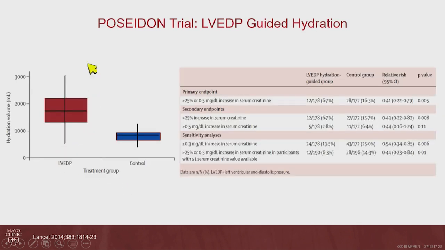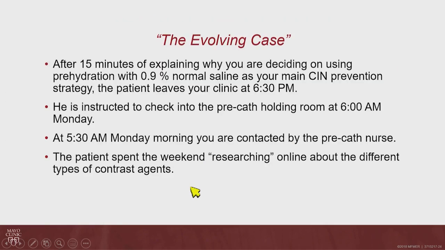And here are their results. As expected, the ones in the LVEDP-guided group received a much higher amount of hydration, about 1.7 liters. If you look at their outcomes in terms of changes in renal function defined by these various measures, both relative and absolute, there was a statistically significant reduction in the more aggressively treated patients. But once again, remember, this is a significant amount of volume, and patients with LV dysfunction were excluded from this trial.